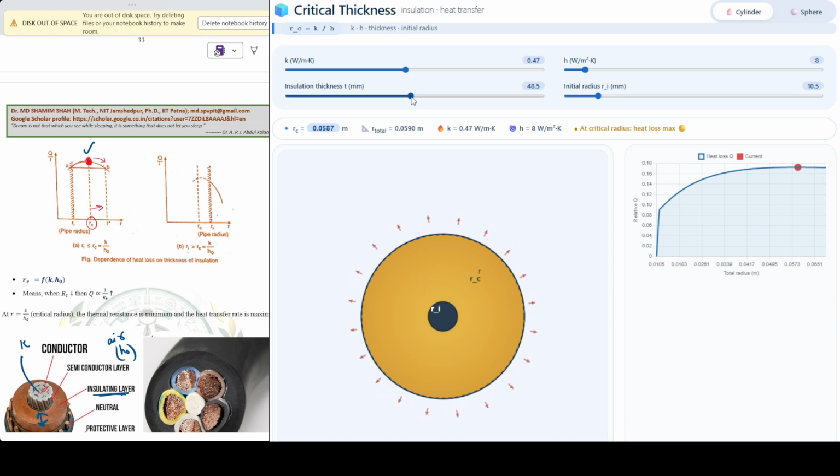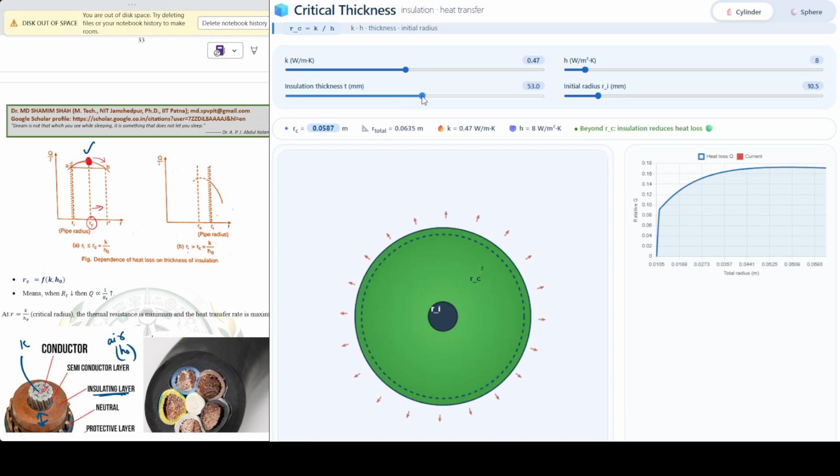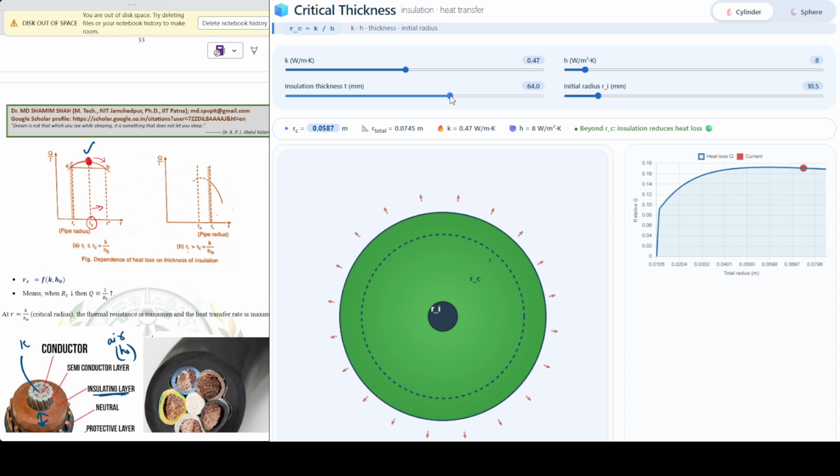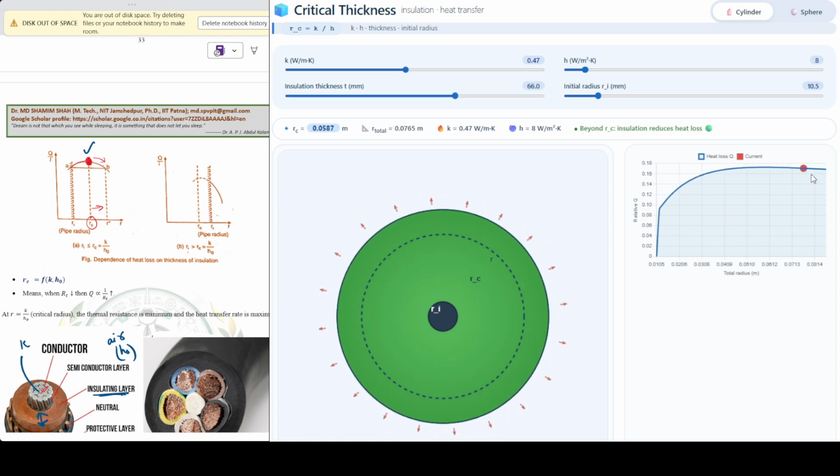Beyond this, if you increase the thickness of insulation, beyond the dotted line, when you put a rubber over the bare rod, the heat loss will decrease. See, after this, heat loss is decreasing. So that was all about the critical thickness of insulation. Okay, so thank you all.